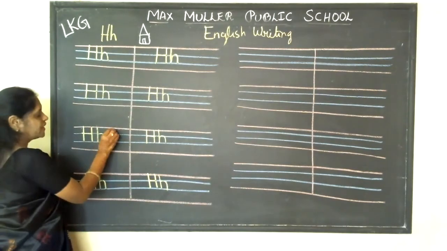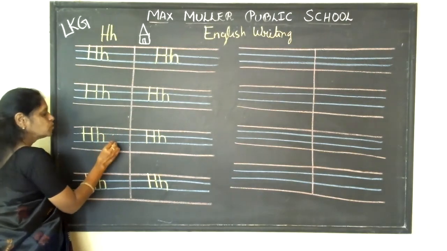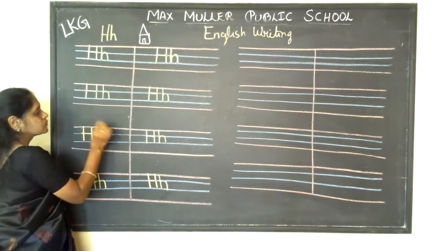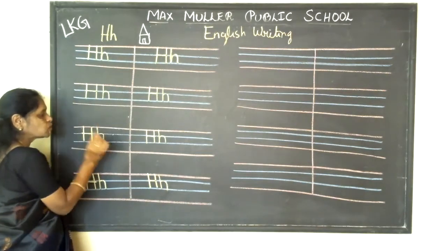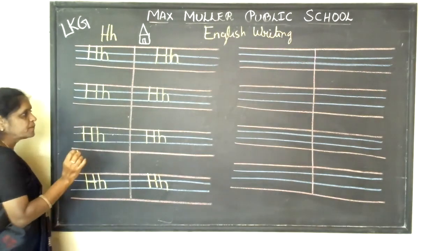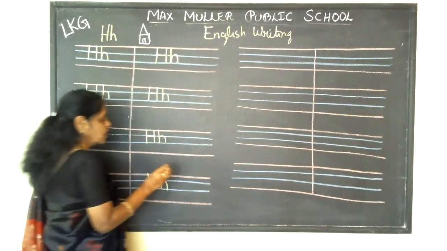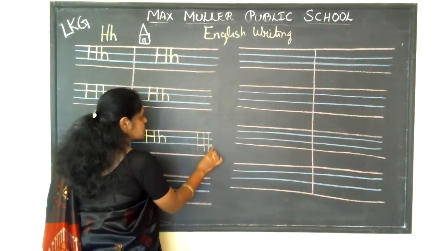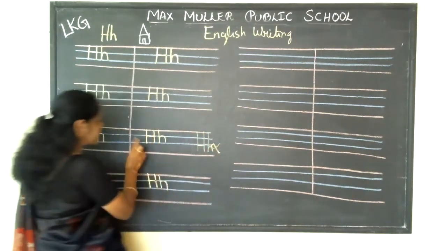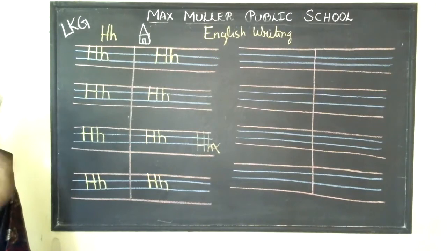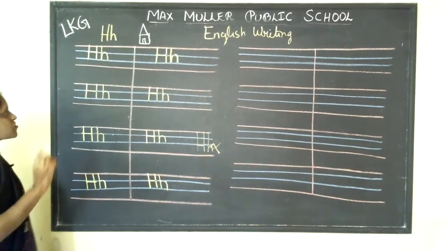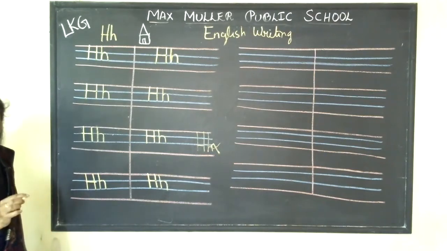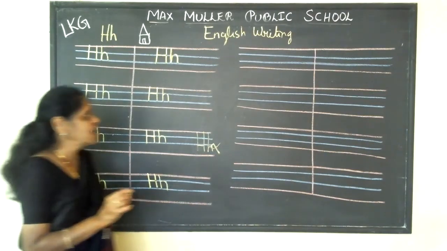This is red line, blue line, blue line, red line. So you have to write from the red line to the blue line. See, for example, it should not go like this. I'll just show you here. This is wrong. You should not write like this. This is wrong. You should write like this. You should touch only the red and the blue line. So this is capital H, small h. H for house. Yes, next.